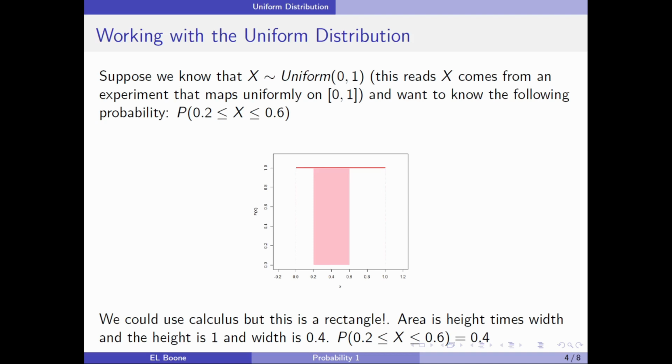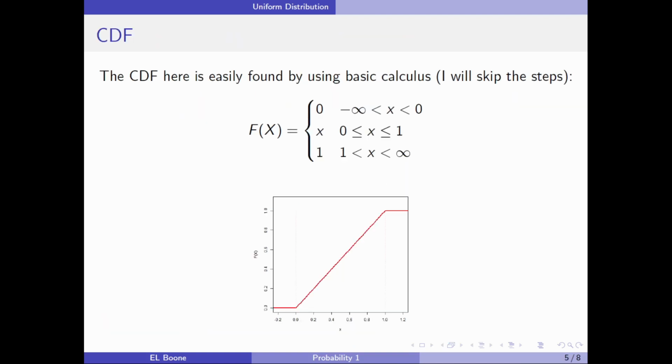Okay, so let's use this for something. Suppose we know that X is distributed uniform(0, 1), and we want to know the probability that X falls between 0.2 and 0.6. We could use calculus, but this is a rectangle. Area is height times width, and here the height is 1, so that makes it really easy. It's just the subtraction of the two, so it's 0.4. Super easy to calculate in this case because we really don't need to use any calculus.